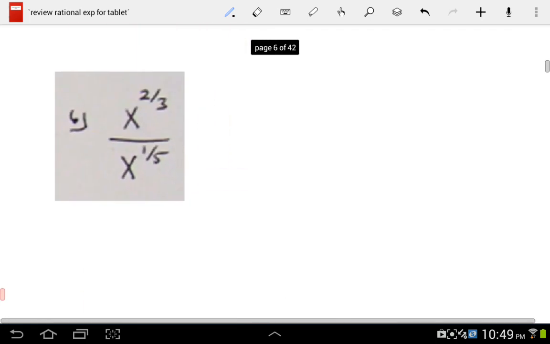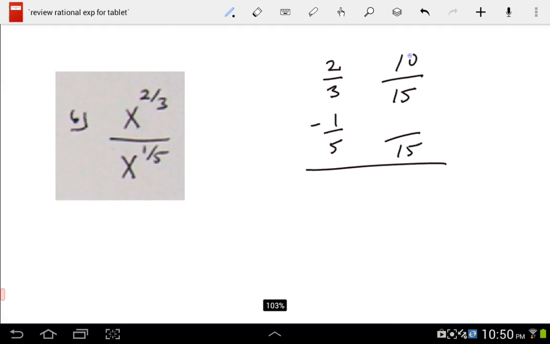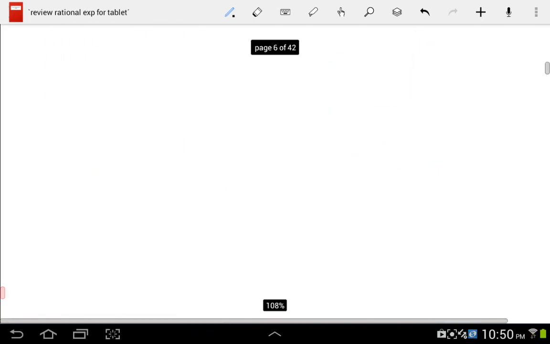Okay, on number 6, now we're dividing here with our common base. So remember, with division, we have to take the exponents and subtract them there. So I'm going to do 2/3 minus 1/5. Okay, so my common denominator would be 15. So let's see, that's going to be 10/15, and then this would be negative 3/15. So 10/15 minus 3/15 is 7/15. So now this will be x to the 7/15 power there.